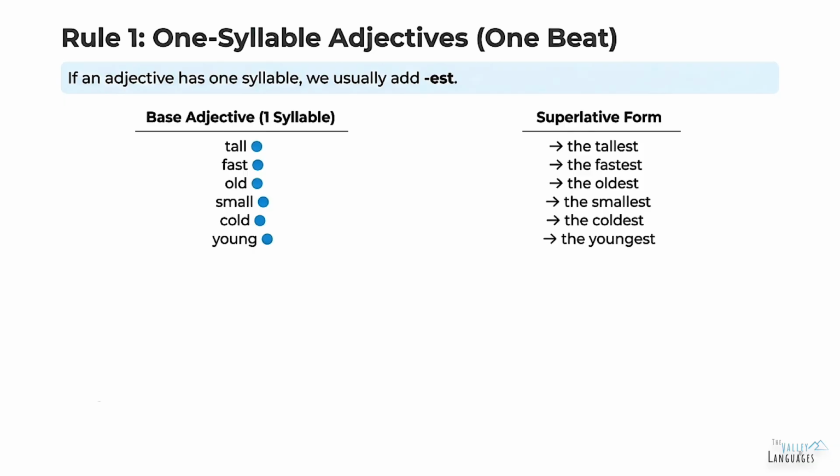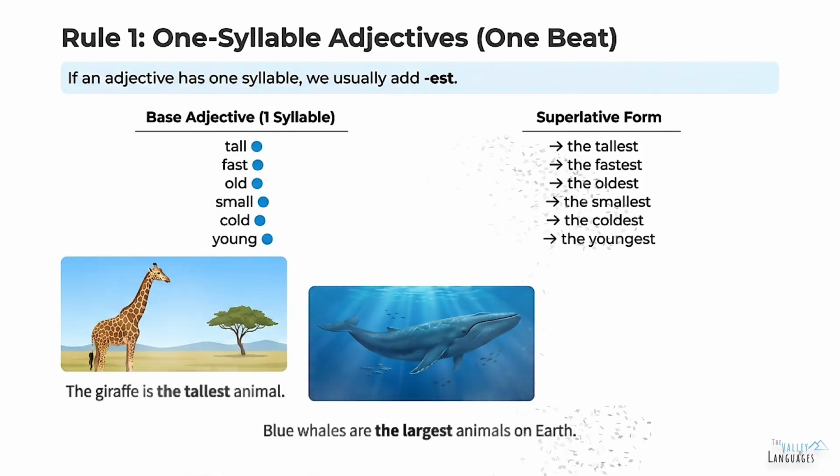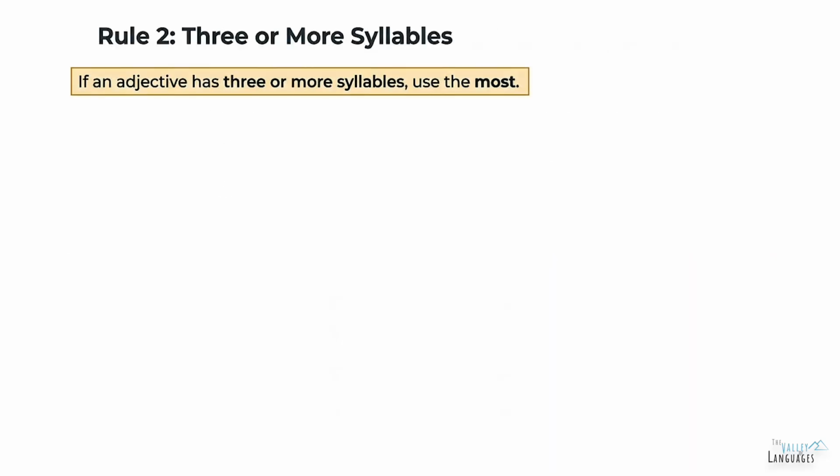Think about it like this. The giraffe is the tallest animal. Blue whales are the largest animals on Earth. And Antarctica is the coldest continent. One quick beat, just add est.